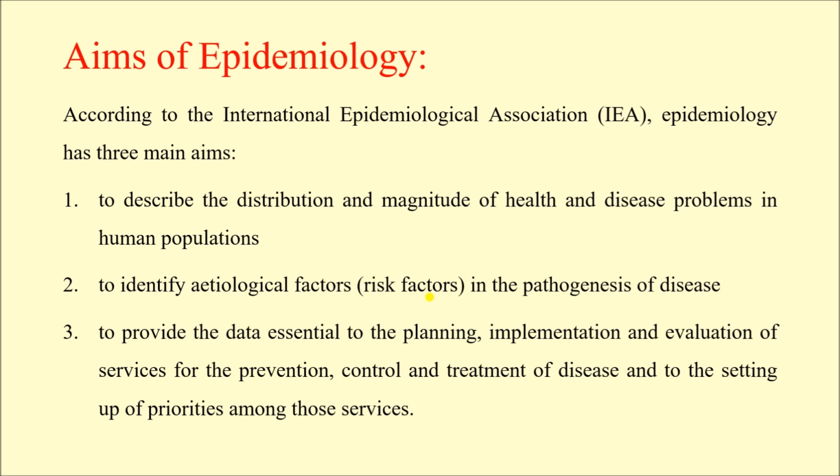The next aim is to provide the data essential for the planning, implementation and evaluation of services for the prevention, control and treatment of diseases, and for setting up the priorities among the services. So, with all the data available to us, that means the magnitude of the health problem, the determinants of the health problem, etc., we can plan accordingly and then implement different preventive and control measures to control the situation, right. Also, we have to evaluate the services. Whatever preventive and control measures are going on, we can evaluate them against some kind of standards.